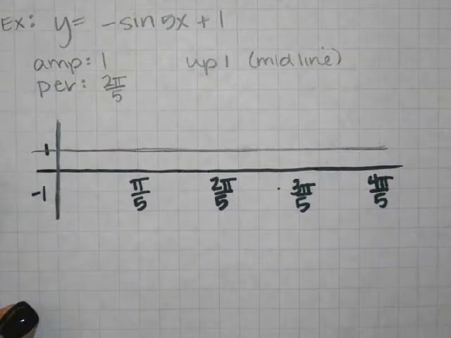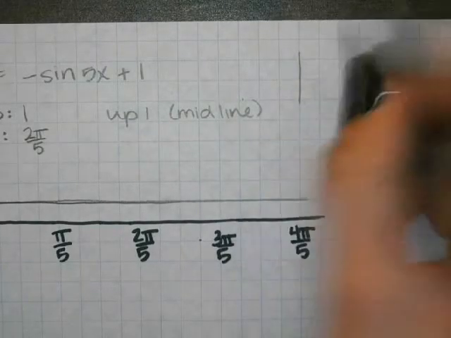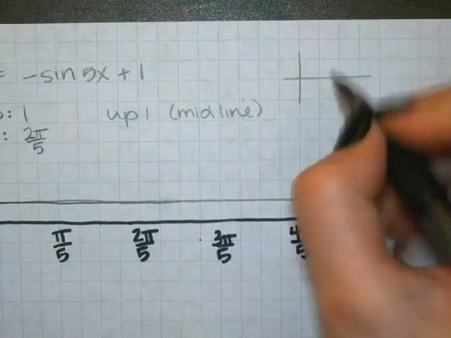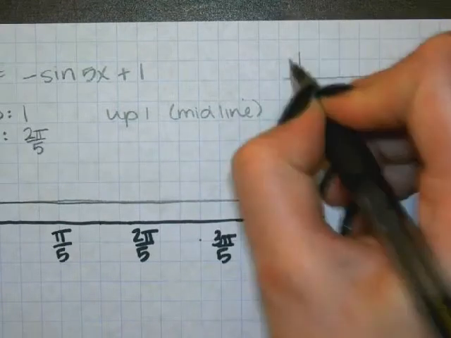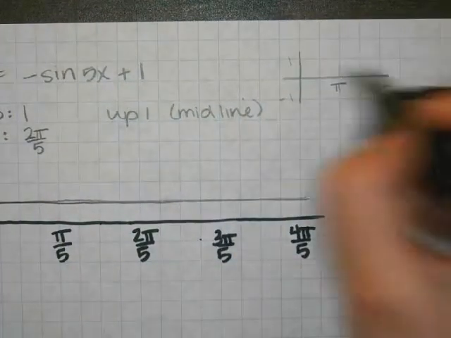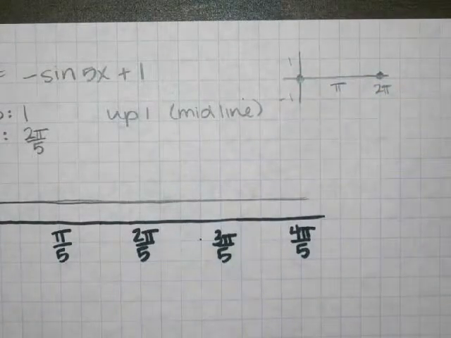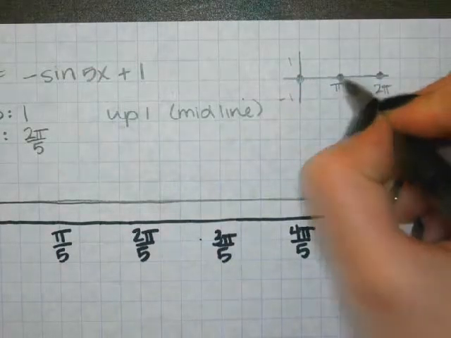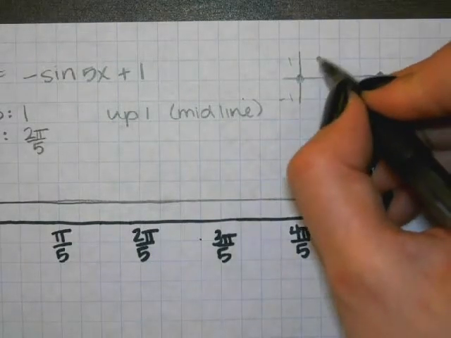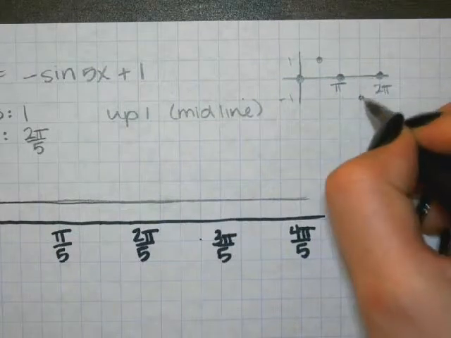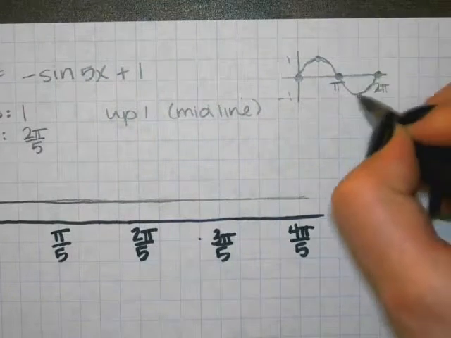Okay. So if we can picture a normal sine graph, pi, 2 pi, a normal sine graph starts at 0 and ends at 2 pi. In the middle it hits pi, and between the first two it goes up to 1, and between the second two it goes down to -1. So that's a normal sine graph.